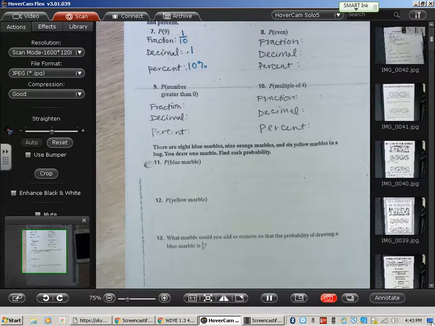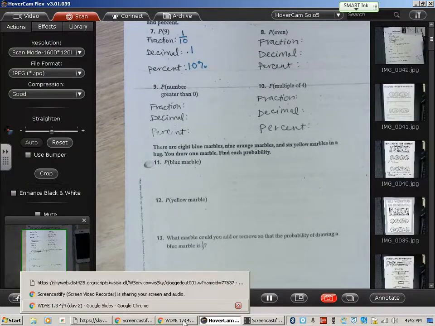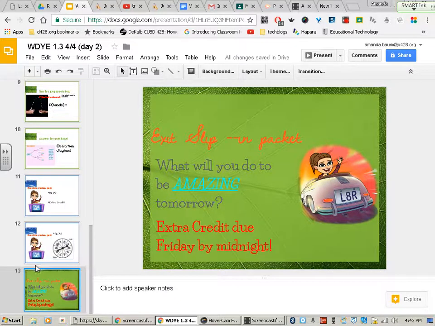Okay, so as soon as you are done working on your homework, your next responsibility is to do your exit slip. So your exit slip is, what are you going to do to be amazing today? And then I would like for you to work on your extra credit. I'm really counting on you to be amazing and good leaders today, and I cannot wait to hear about how things went for our class.